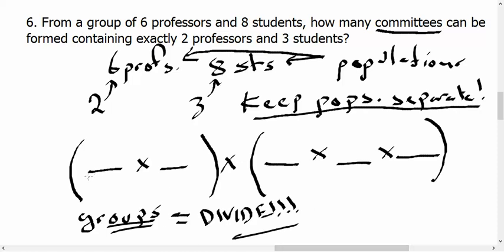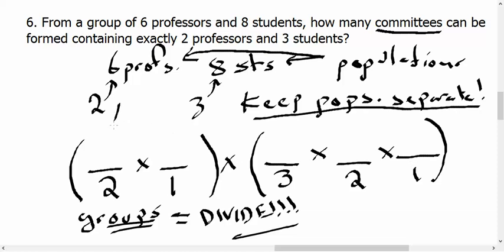Okay, so what do we divide by? Well, we're keeping the populations separate once again. So on this side, for the professors, we're choosing 2 of them, so we're going to divide by 2 times 1. For the students, we're choosing 3 of them, so we're going to divide by 3 times 2 times 1. And then finally, we'll fill in everything else.